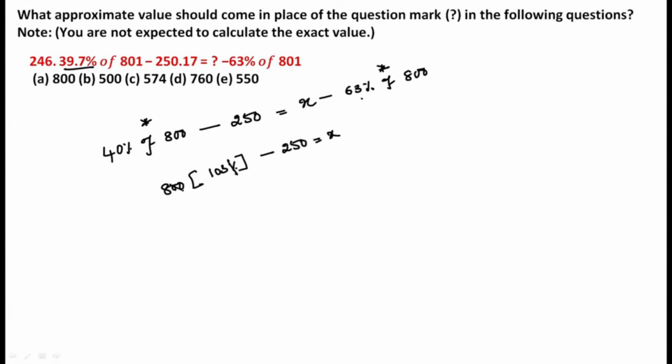Now you can cancel the 0 and the percentage. Now the total value is equal to 824 minus 250 is equal to x. Now the value of x here, by 4: 12 minus 5 is equal to 7. Now here 7 minus 2 is equal to 5. Now your option is 507.